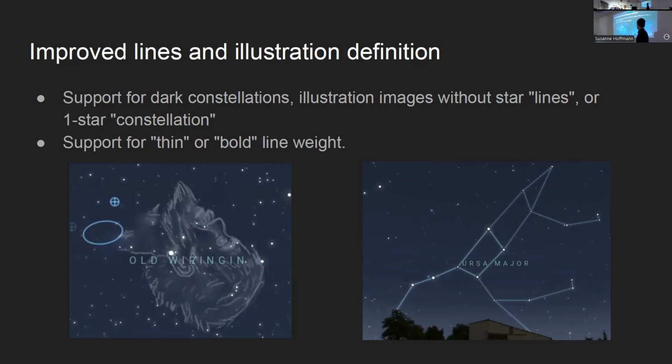We also had requests to make some bolder lines that you can see here. The Big Dipper is a bit more visible than the rest of the asterism. You can also make thinner lines. This was done to match the Sky and Telescope style maps.